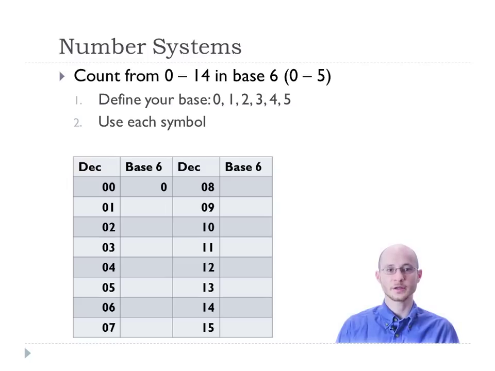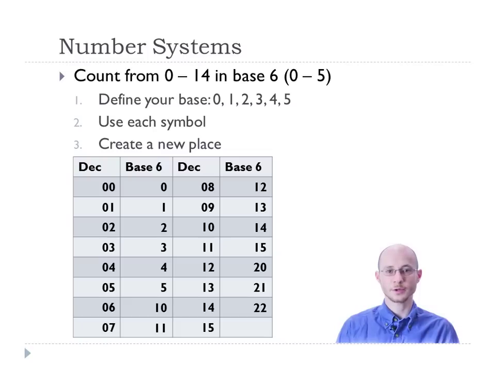That is 0, 1, 2, 3, 4, 5. When you reach the end of the base and all possible combinations have been used, create a new place and start over. 10, 11, 12, 13, 14, 15, 20, 21, 22, and 23. See if you can apply these rules and count from 0 to 10 in binary.